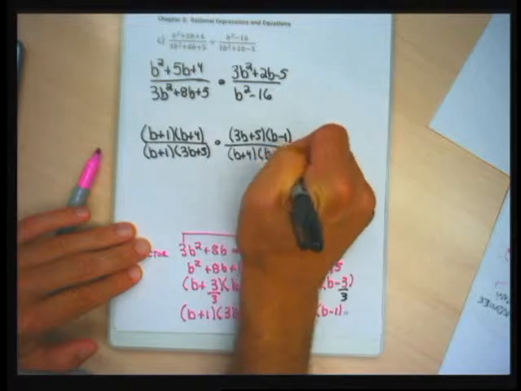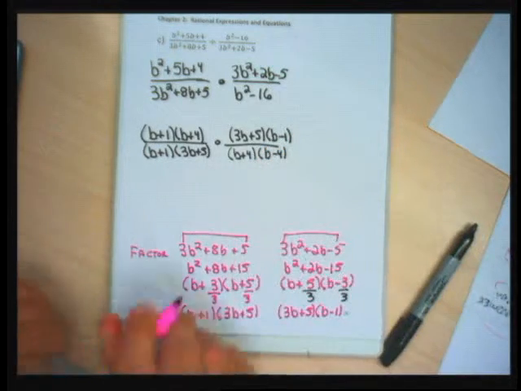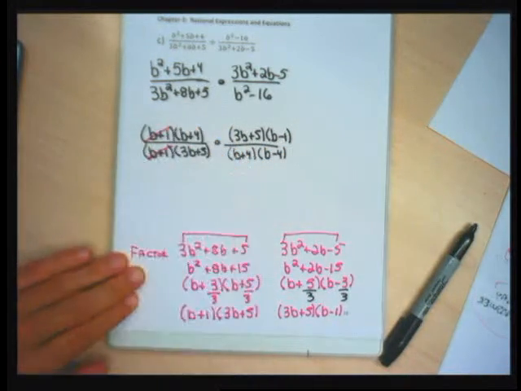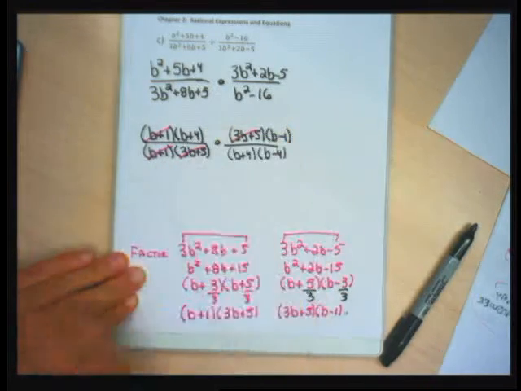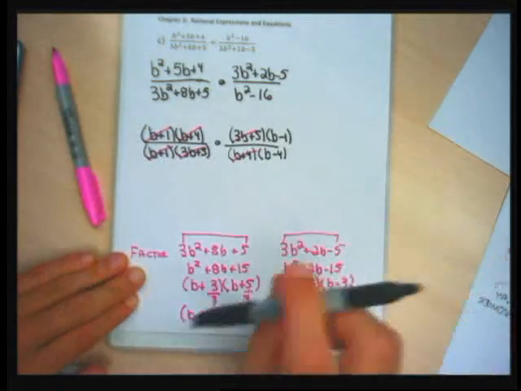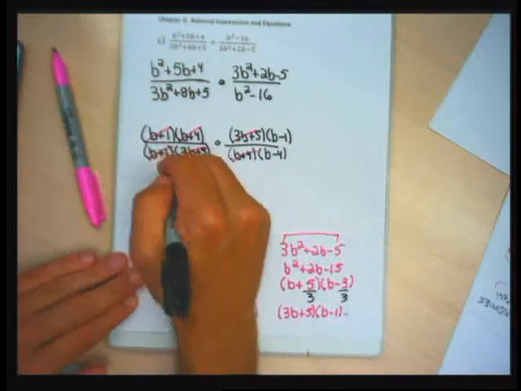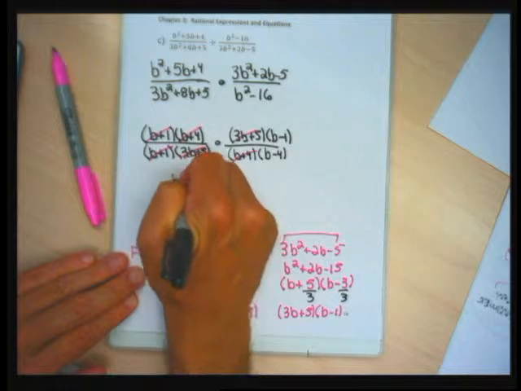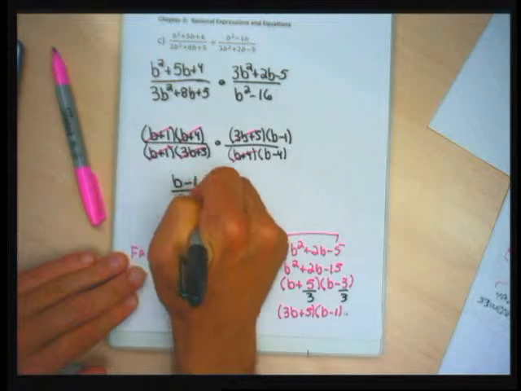Now I'm going to start canceling. Same fraction are between fractions. Top to bottom, b plus 1's cancel. 3b plus 5's cancel. b plus 4's cancel. I'm left with my answer. I don't need the parentheses anymore because there's only one factor left in the numerator and one in the denominator.